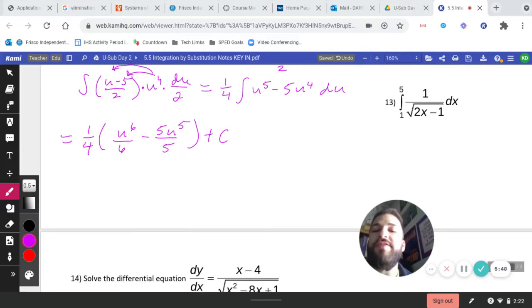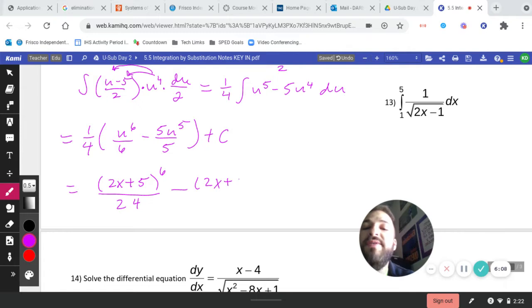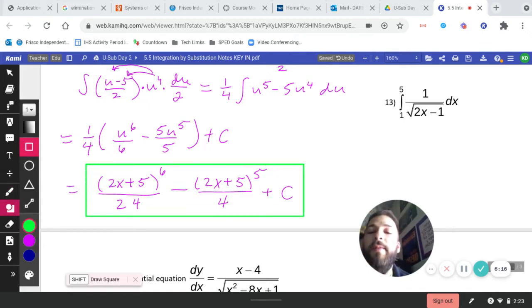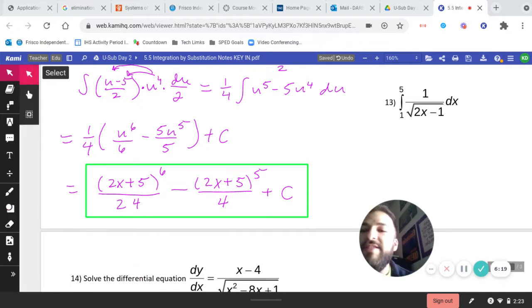And then from here, we can do some simplifying and plugging back in. So 1/4 times 1/6, that's 1/24. So this becomes 2x plus 5 to the 6 over 24 minus, 5 and 5 cancel out, so it's just going to be the fourth. So 2x plus 5 to the 5th over 4 plus c. And you can really keep it like this, y'all. I mean, you don't have to simplify further.